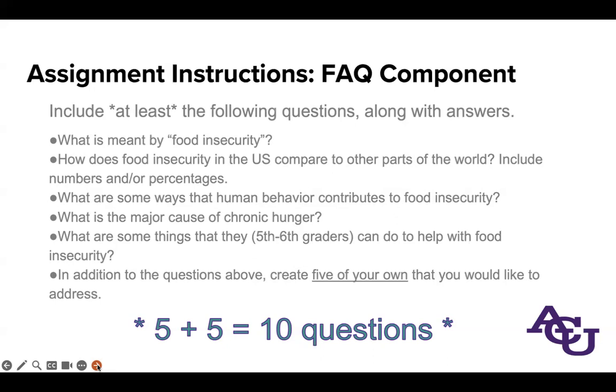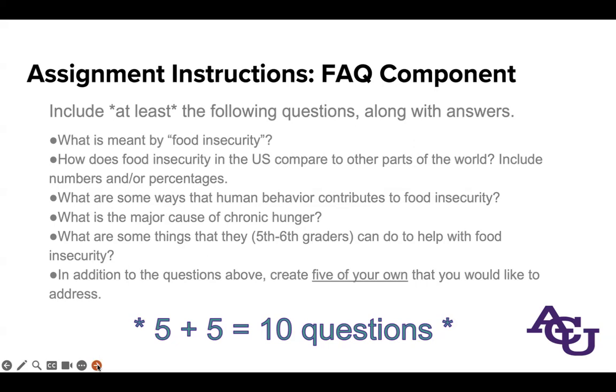Fifth, what are some things that these children, these fifth and sixth graders, can do to help with food insecurity so that they're not just feeling like pawns? This is just something that their parents go through, that they have to go through, and that's just it. That they are actors in this situation. And then finally, six, in addition to the questions below, you have to create 5 questions of your own that you would like to address.